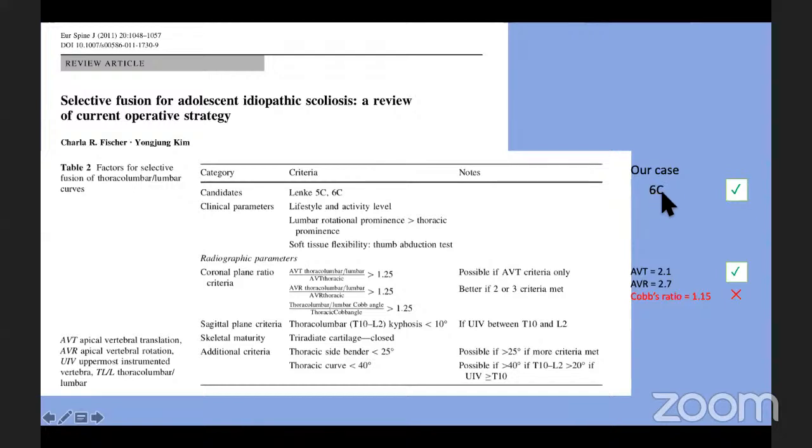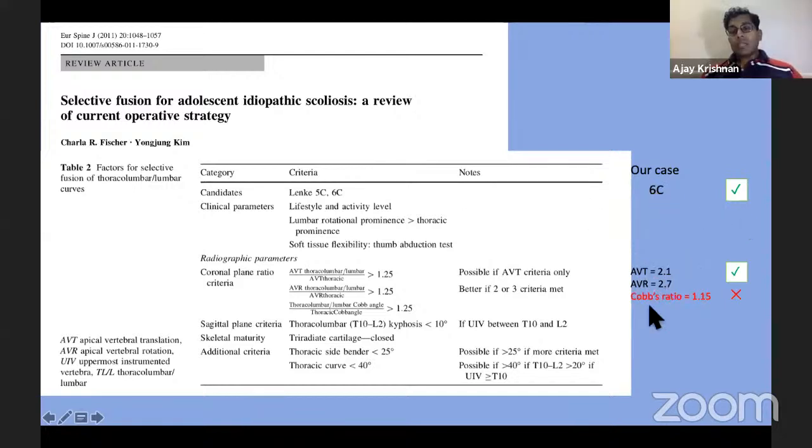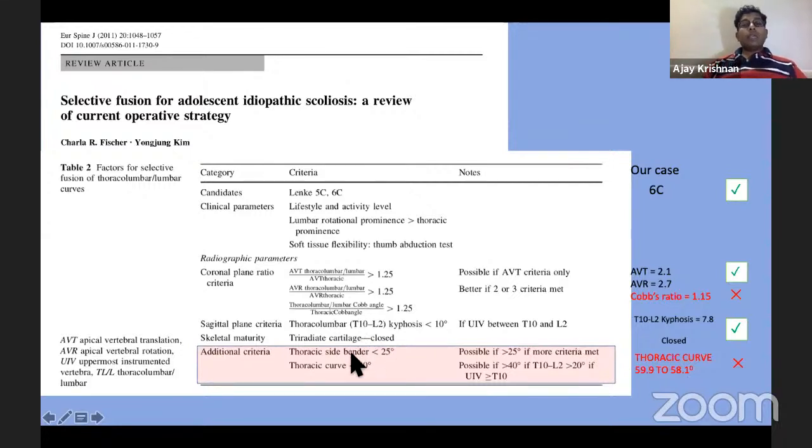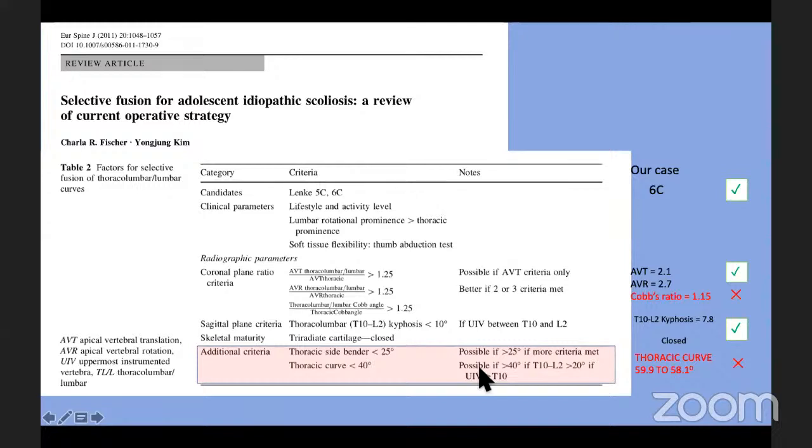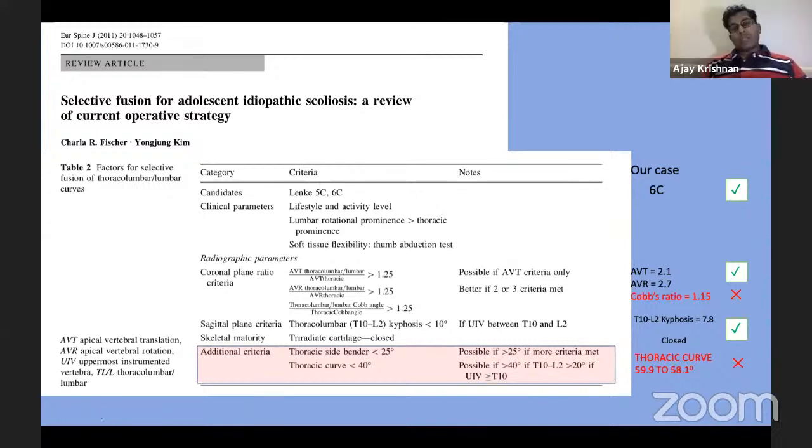In this case, 6C, see the ratio, if you calculate it, is 2.1 and 2.7, you can very well go for a selective one, but you won't do it. The reason was that the thoracic curve was correcting from 59 to 58.1 only. So that is the reason. It has to be more correctable, then only you can think of a selective fusion in a type 6 curve. So here I went all out. And these are cases you do very rarely.